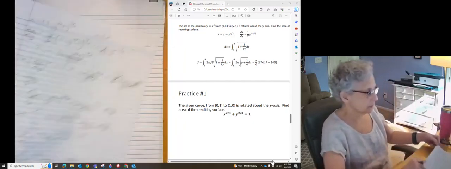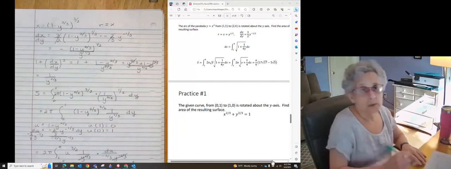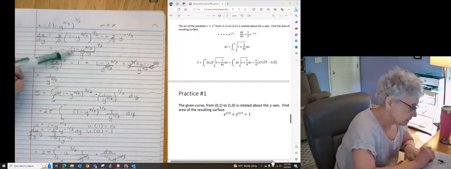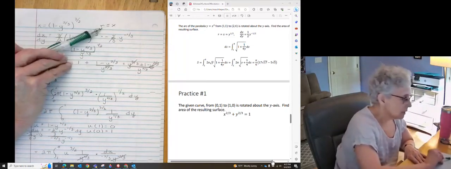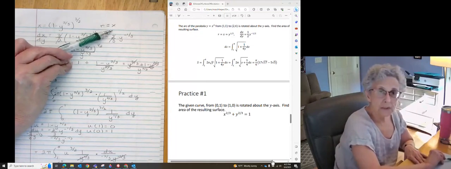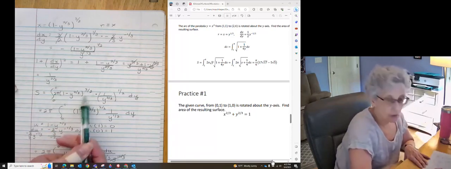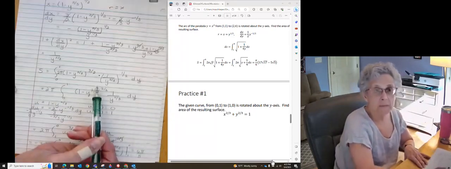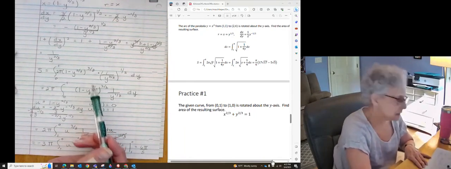Now, if I do it with respect to y, a lot of the work is duplicated because the derivative is the same thing. It just has y in it instead of x. But the radius is equal to x, so you have to put in x as a function of y for your radius. So I had to work a little harder to get my derivative here.